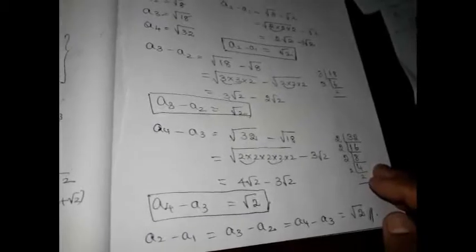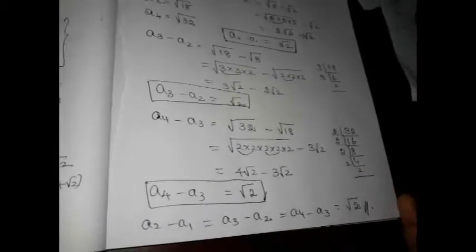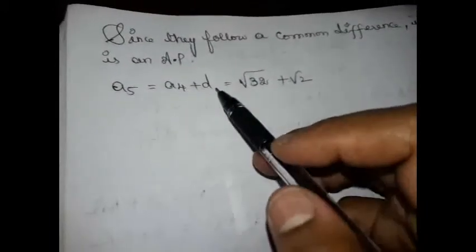If it is an AP, they asked us to find the next 3 terms. Since they follow a common difference, it is an AP. Now let us find the next 3 terms. A5 is nothing but A4 plus D. A4 is root 32 plus root 2. Just now we found root 32 is nothing but 4 root 2. 4 root 2 plus root 2 is 5 root 2.